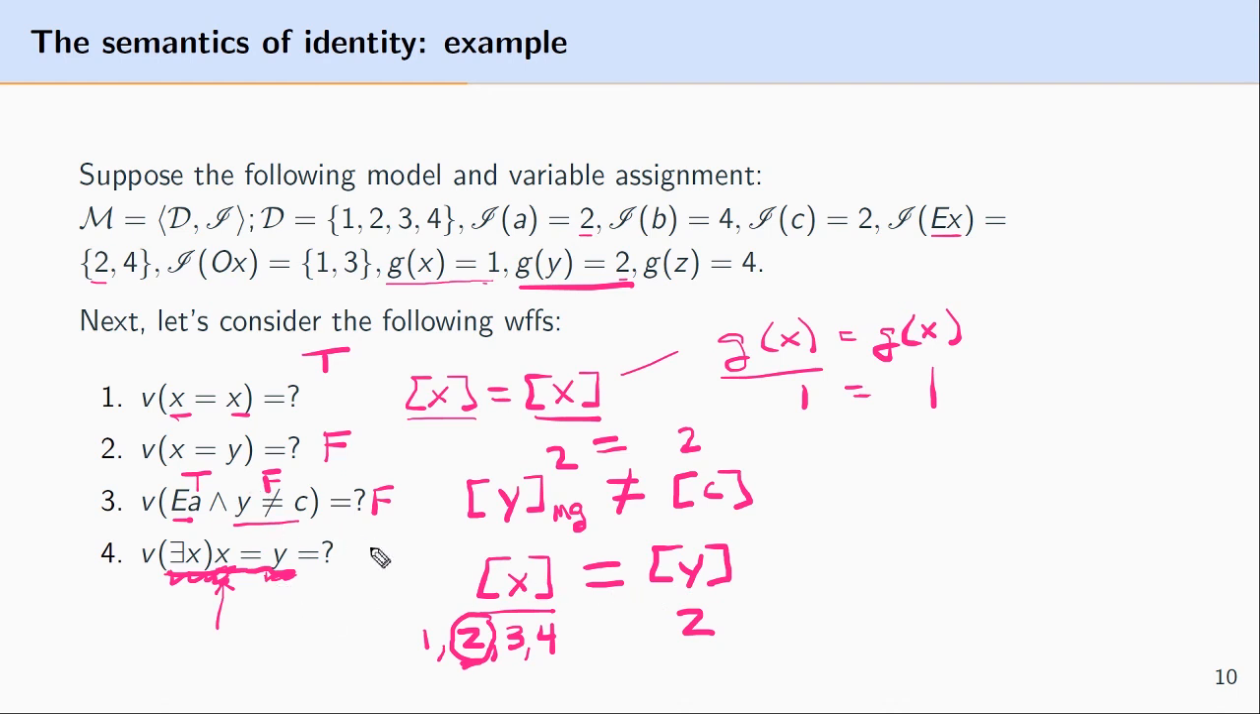And this makes intuitive sense that it would come out as true, because it says there exists an item X such that X is identical to Y. That is, something's identical to Y, and that's the case. There is something identical to Y, which is 2 here.